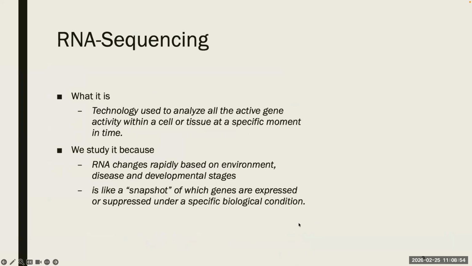So RNA sequencing is a technology used to analyze all the active gene activities within a cell or tissue at a specific moment in time. We study it because, unlike DNA, which is relatively static, RNA changes rapidly based on its environment, disease, and developmental stages. It's like a snapshot of which genes are expressed or suppressed under a specific biological condition.